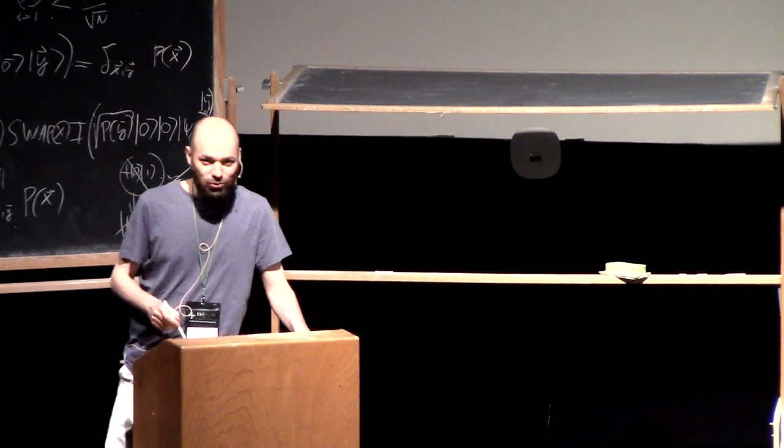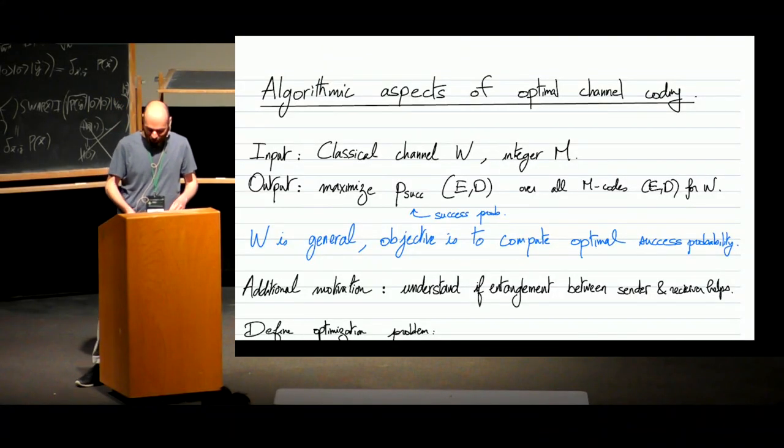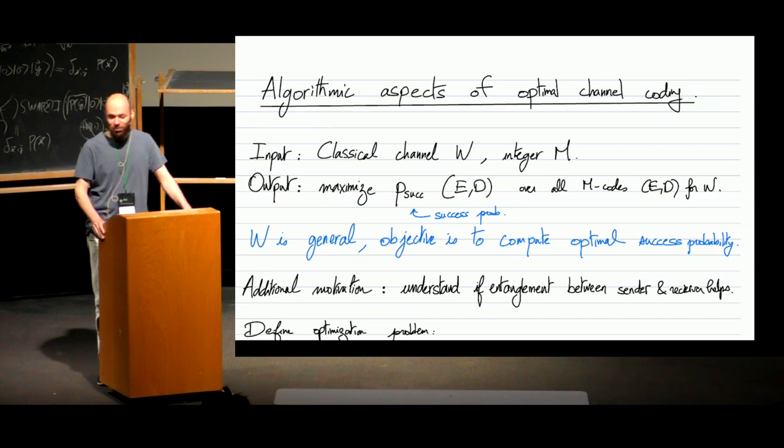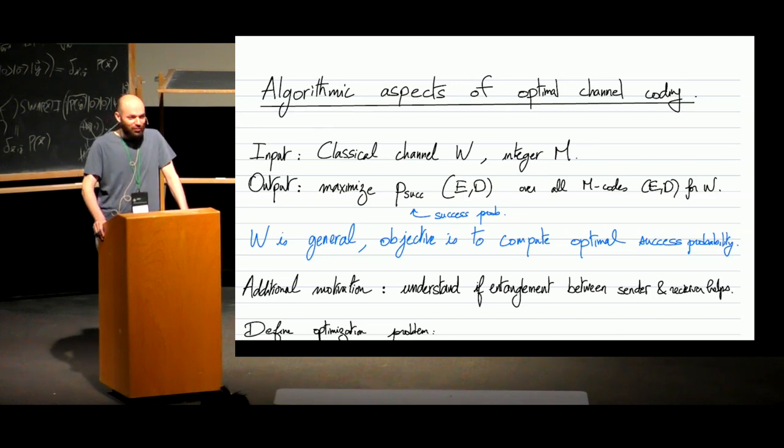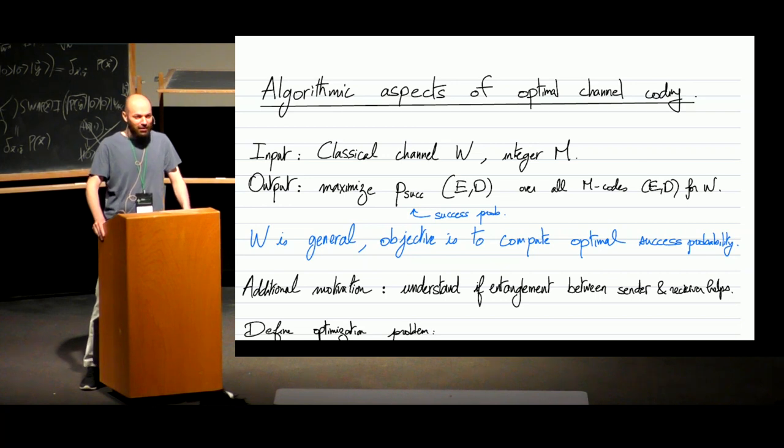Okay, so now I want to present another angle on optimal channel coding, which I've been interested in for the last few years. Instead of looking at things from a statistical point of view, where I take n independent copies of the channel and relate this to entropic quantities, I look at the question from an algorithmic point of view. I assume the channel is given as input, and I would like to find the optimal codes, and see if this gives us further insights.